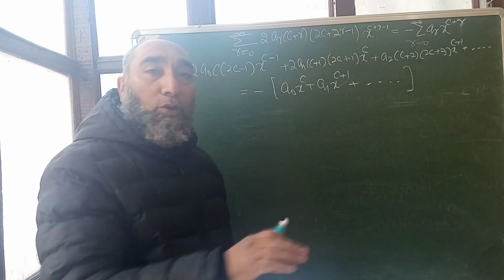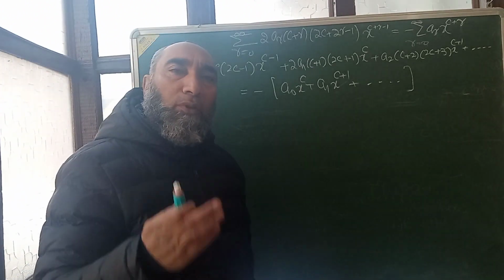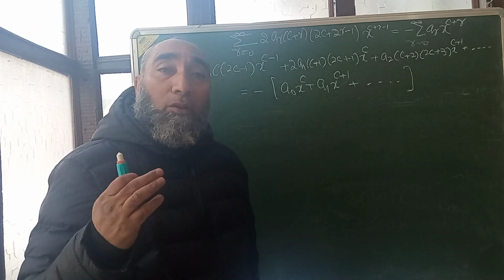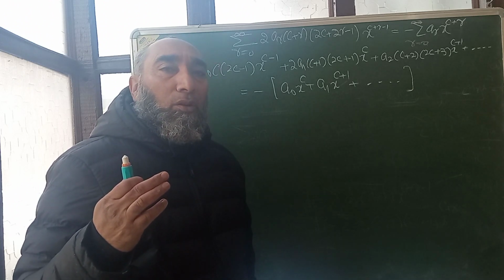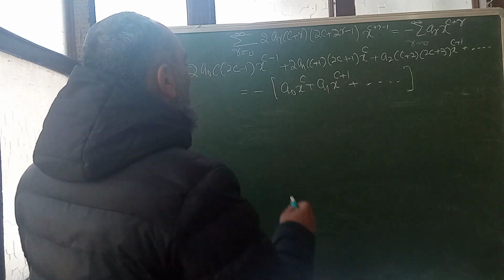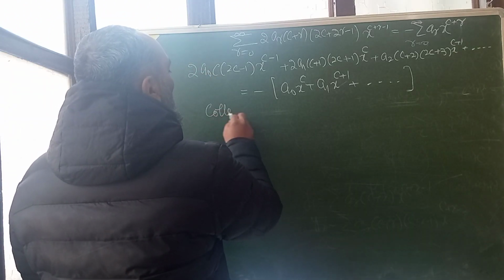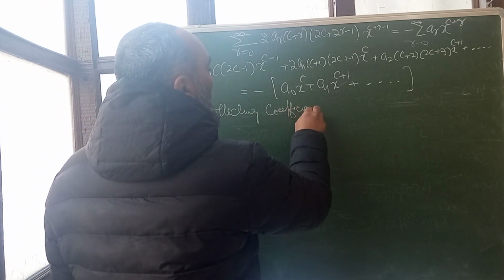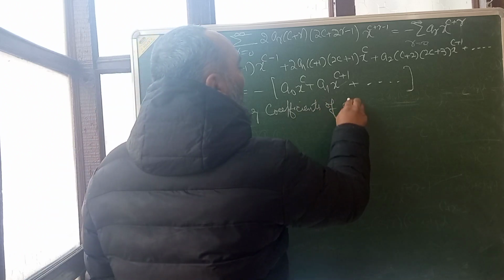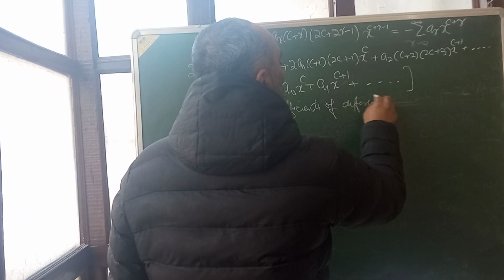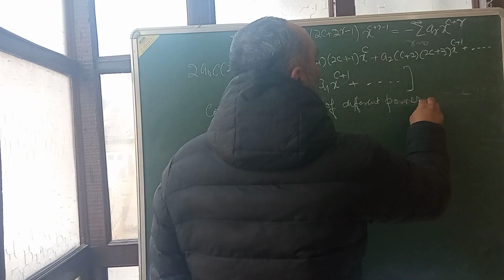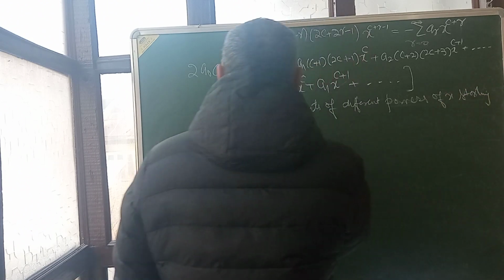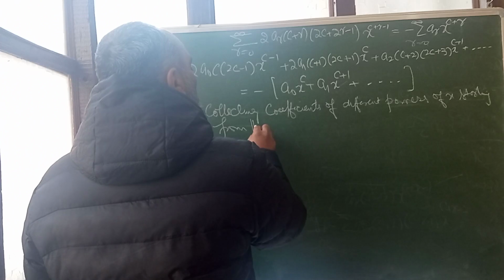Up to this, now what you have to collect? You have to collect coefficients of different powers of x starting from the lowest. The lowest coefficient, as I said, will be a quadratic equation known as the initial equation. Okay? So collecting coefficients of different powers of x starting from the lowest.